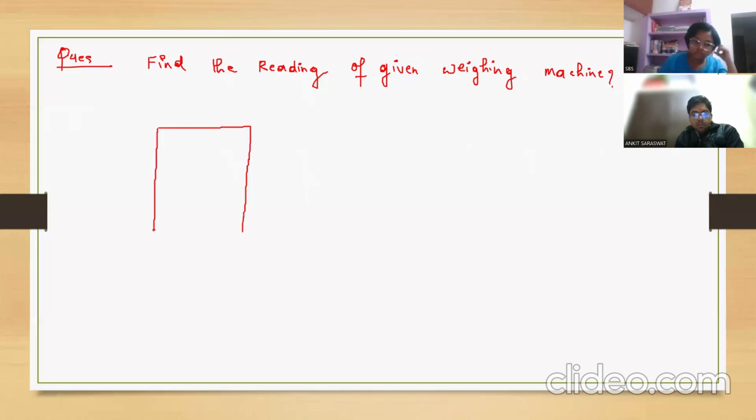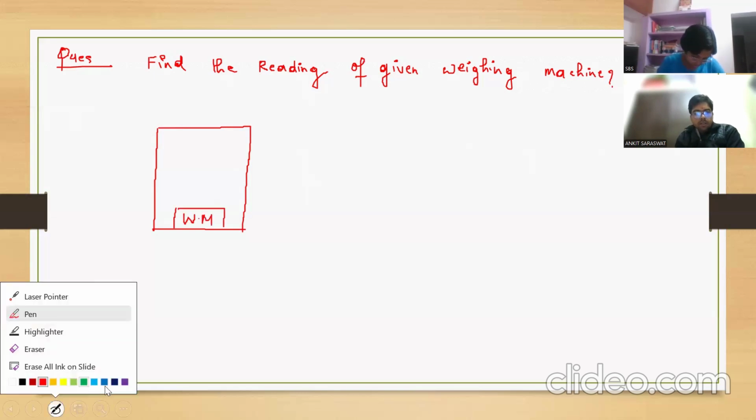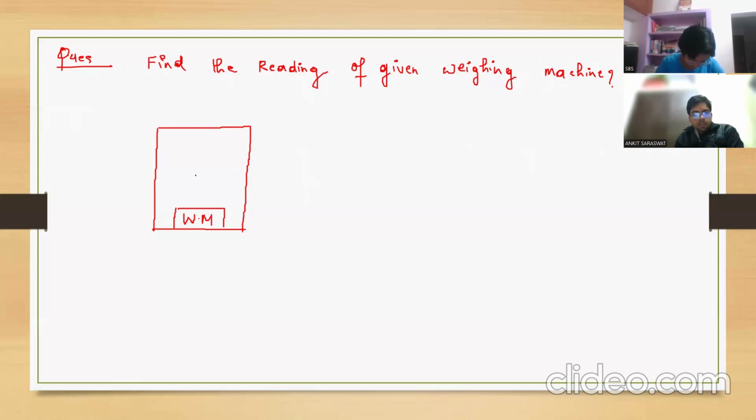First, this block is in the lift. This person in the lift. Okay, this is a weighing machine, and a person is standing on this. I have drawn it here like this. Clear? So how much reading will he see here in this case? And one more case I want to draw.